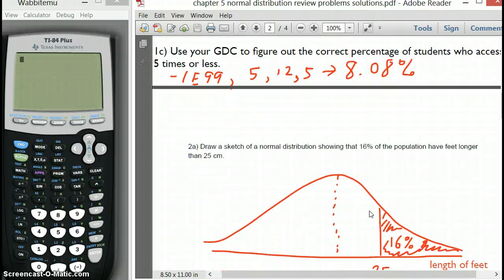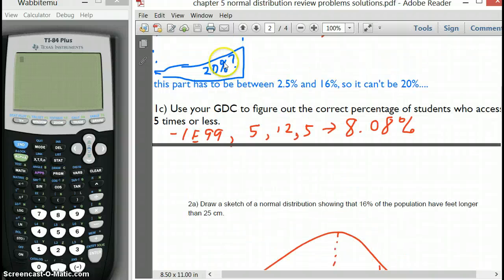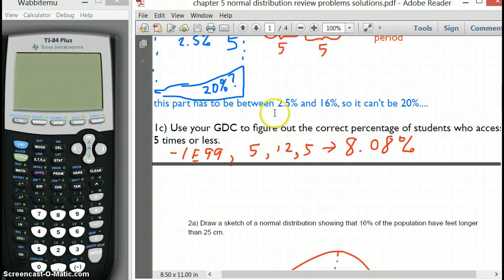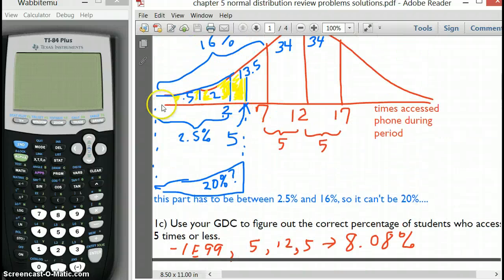Part 1C: use your GDC to figure out the correct percentage of students who access 5 times or less. The student was guessing that it was 20%. Let's find out the real number. Now we just use the GDC to figure out what the area is with this lower boundary and this upper boundary. The lower boundary is to the left. How far to the left?